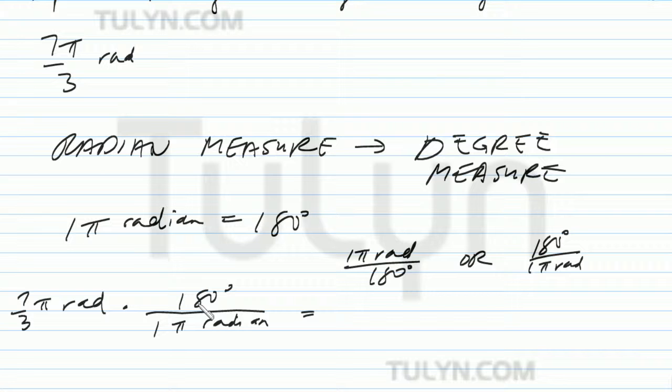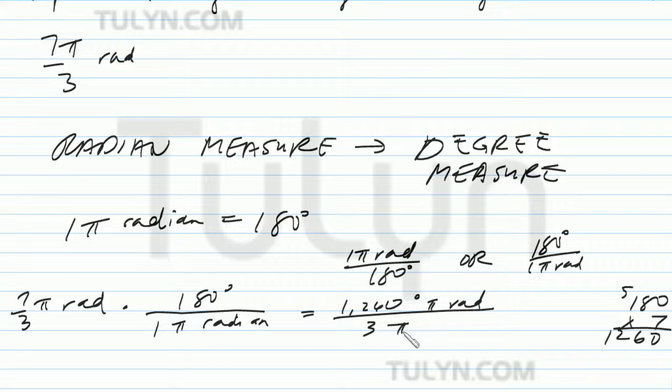7 pi radians times 180, that'll be 180 times 7. I don't know what that is, so let's figure it out. 0 times 7 is 0. 8 times 7 is 56. 1 times 7 is 7, plus 5 is 12. So it's 1260 degrees pi radians over 3 times 1 pi radian, which is 3 pi radian.